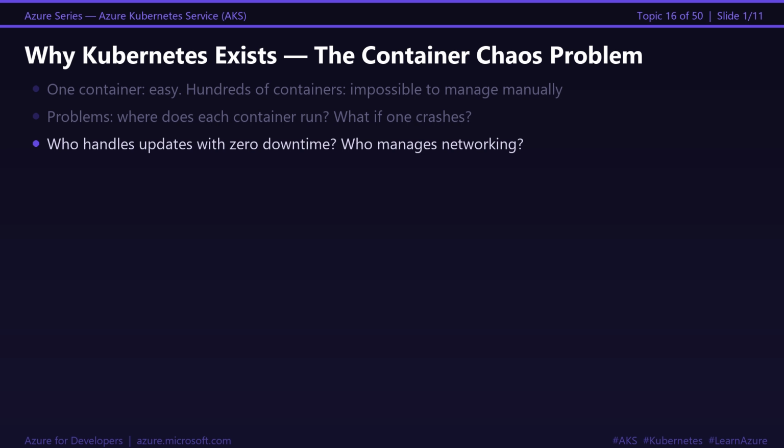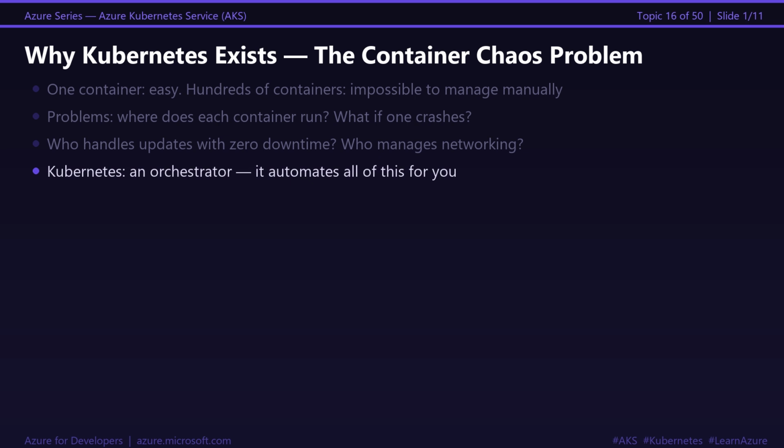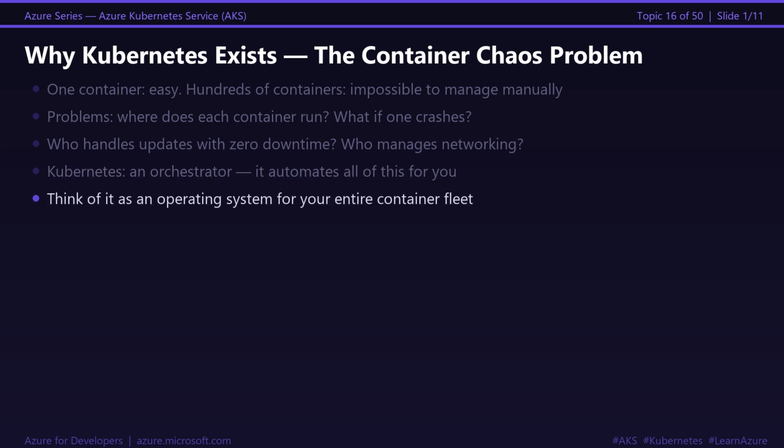Kubernetes is a container orchestrator. You tell it what you want: run 10 copies of my app, always keep them healthy, spread them across machines, and Kubernetes makes it happen automatically. If a container crashes, Kubernetes restarts it. If traffic spikes, it scales up. If a server dies, it moves the containers to healthy machines. Think of Kubernetes as the operating system for your entire container fleet. You stop thinking about individual containers and start thinking about desired state.